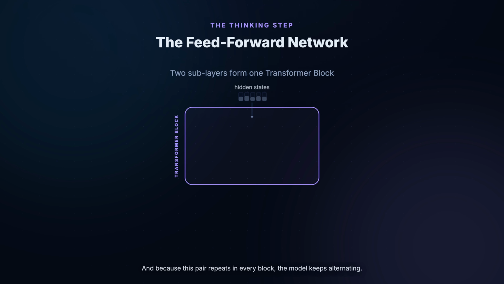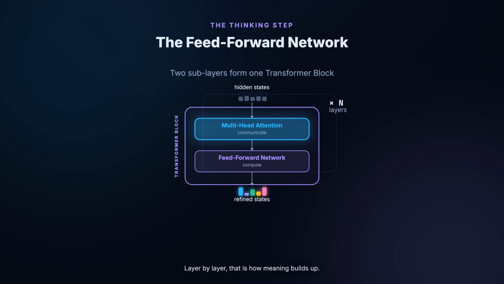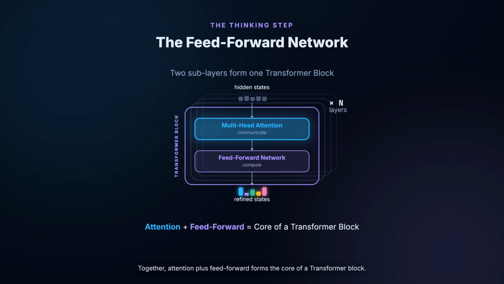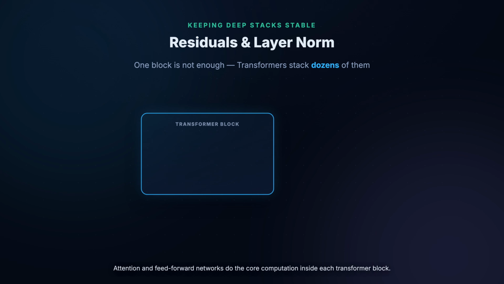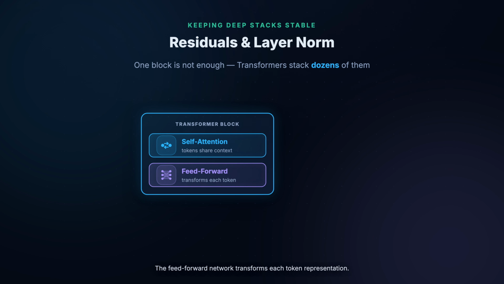And because this pair repeats in every block, the model keeps alternating. Communicate, then compute, communicate, then compute. Layer by layer, that is how meaning builds up. Together, attention plus feed-forward forms the core of a transformer block. Attention and feed-forward networks do the core computation inside each transformer block. Attention lets tokens exchange information. The feed-forward network transforms each token representation.